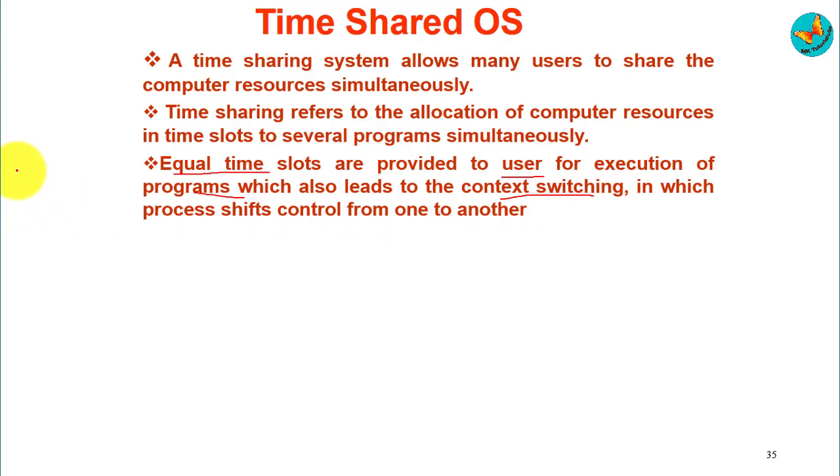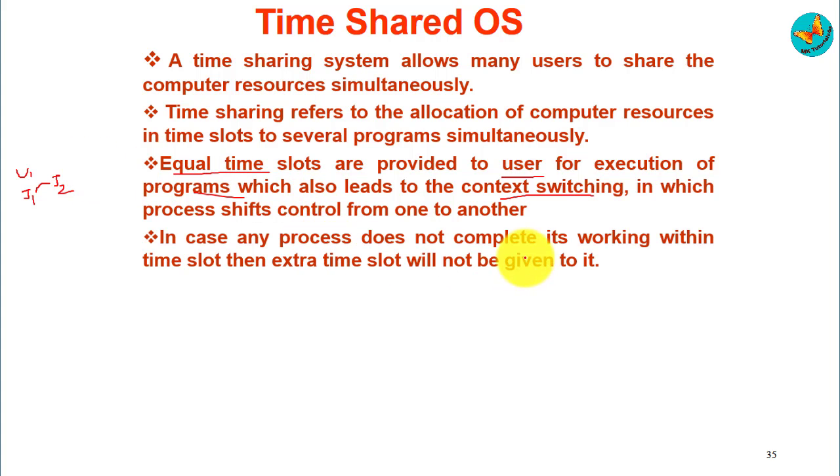Say suppose user 1 is there, and his job is J1. After his time slot is over, the system resources will be given to the next job. So this will require some context switching, and you have to pass the control from one process to another. In case any process does not complete its work within the time slot, then extra time is not given, but in the next execution cycle, that process or job will get the time slot for executing its job.